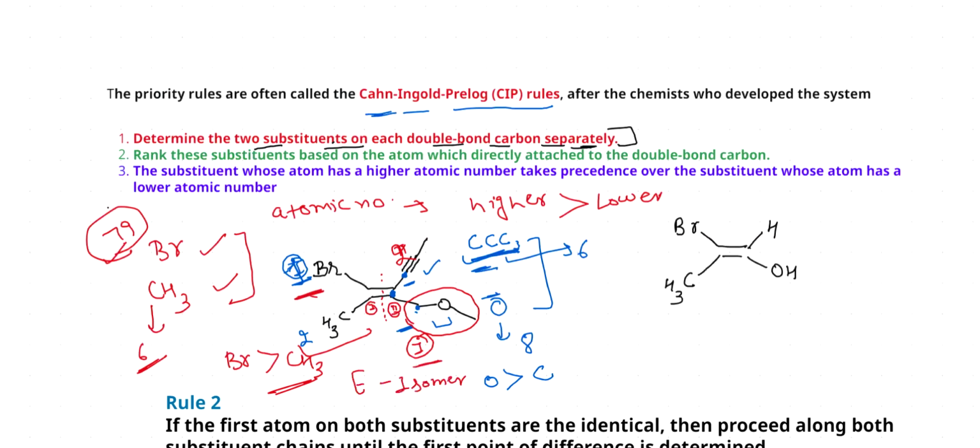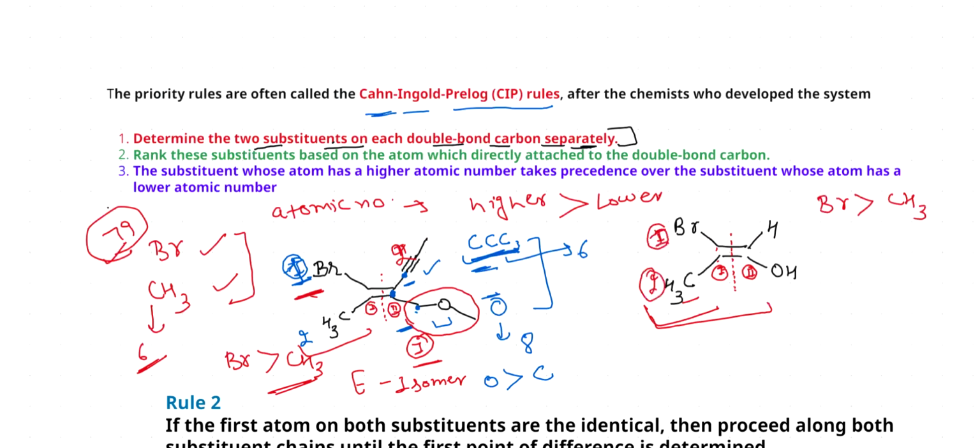So the ranking is based on the atoms, substituents, or groups which have higher atomic number. So look at another example. In this case, this is your carbon number 1 and carbon number 2. Bifurcate it into two parts. This is your left side, carbon number 1. Again, bromine and methyl groups are present here. So bromine is given more priority as compared to methyl group because it has higher atomic number. This is your first and this is your second priority.